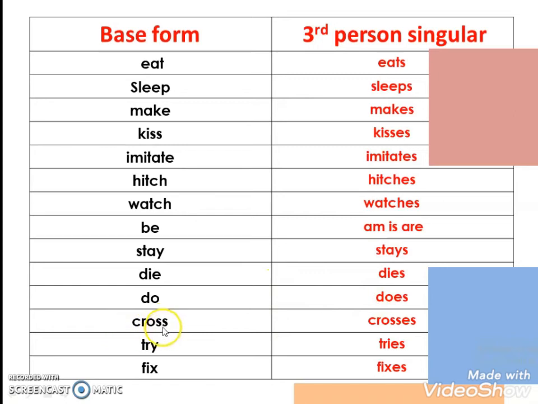Cross. It ends with a double S. What do I add? Crosses. ES. Because it ends with a double S.